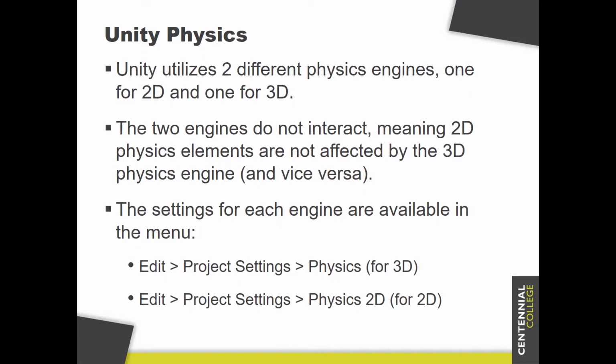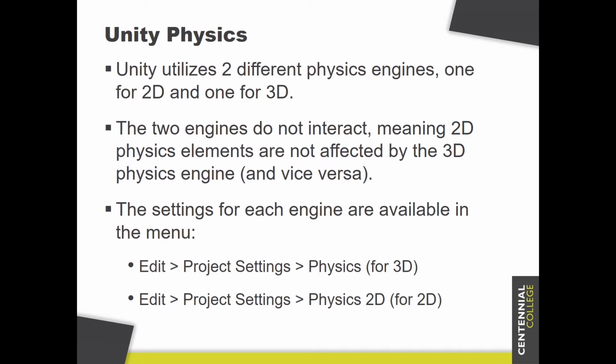It's also really important to note that the 2D and 3D physics engines are completely separate engines, and that means the two engines do not interact in any way. So if you've got 2D physics components and you're trying to have them interact with a 3D physics component, it just won't work. They ignore each other entirely. And vice versa. If you've got 3D physics components and you want them to interact with a 2D physics component, it's just not going to work. All right, so it's really important to note that.